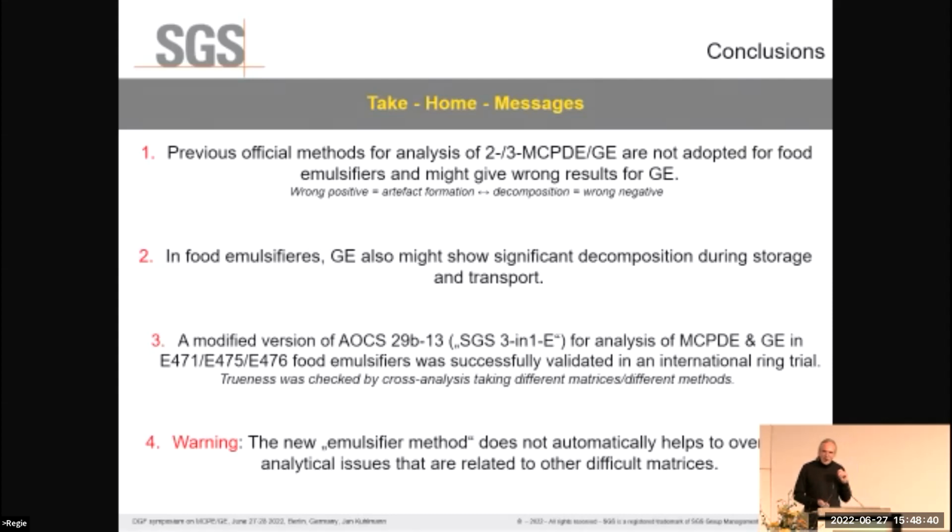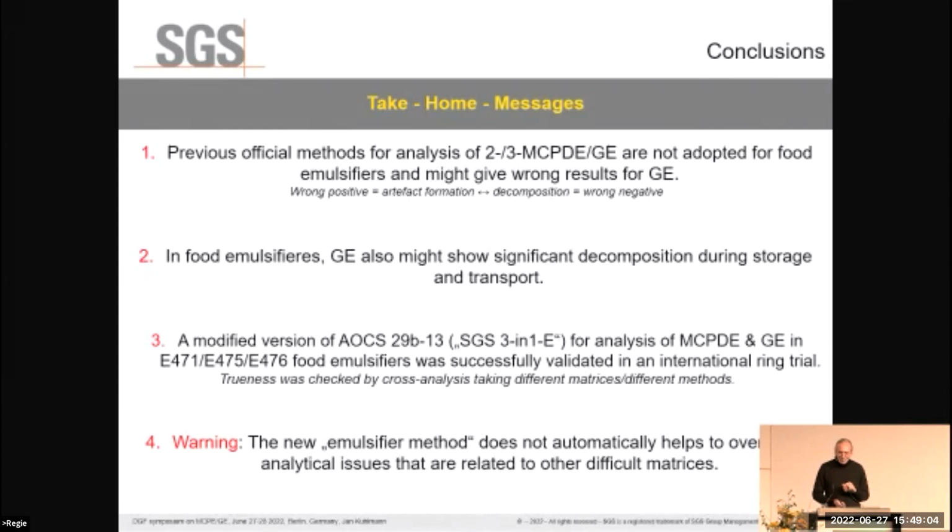And now it is time to address a warning. This new method does not automatically help to overcome analytical issues that are related to other difficult matrices, such as MCT oils, but also fish oils. And the fish oils will be part of the presentation tomorrow. No, in the afternoon, in the late afternoon.